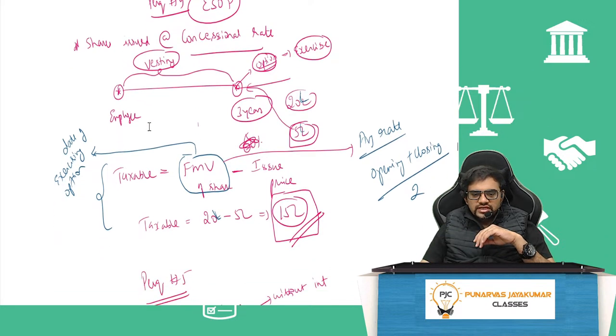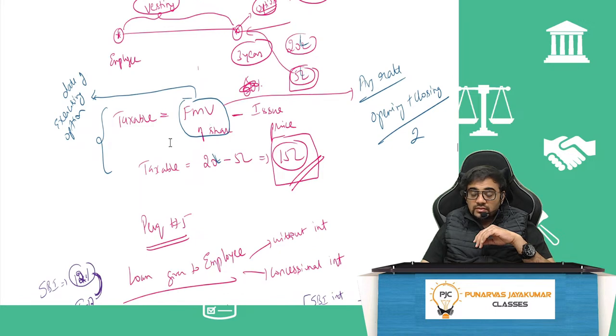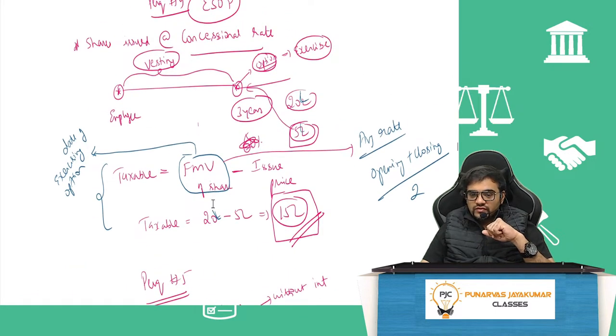So what is the taxable amount for the employee? FMV of the shares on the date you are exercising the option minus issue price. So if the FMV of the shares was 20 lakhs, issue price was only 5 lakhs. How much is taxed? 15 lakh is taxed undoubtedly. And FMV of the shares, you will take the opening rate and closing rate divided by 2. Otherwise, valuation will be done.